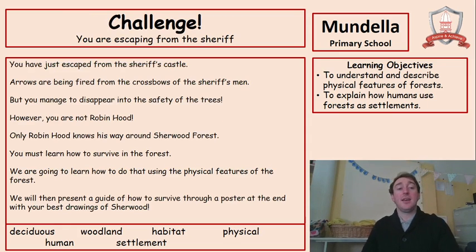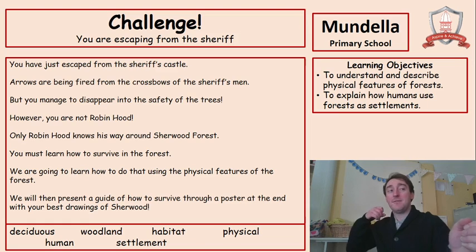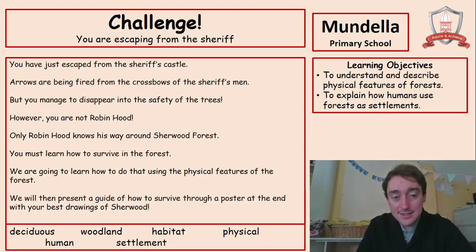Okay, our challenge then is that we're escaping from the sheriff. We have just escaped from the castle, and arrows are being fired from the crossbows of the sheriff's men, but we managed to disappear into the safety of the trees. However, you are not Robin Hood. Only Robin knows his way around Sherwood Forest. So you must learn how to survive in the forest. So we're going to learn how to do that using the physical features of the forest. And then we're going to present a guide of how to survive through making a poster at the end of this, with our best drawings of what the forest is like.